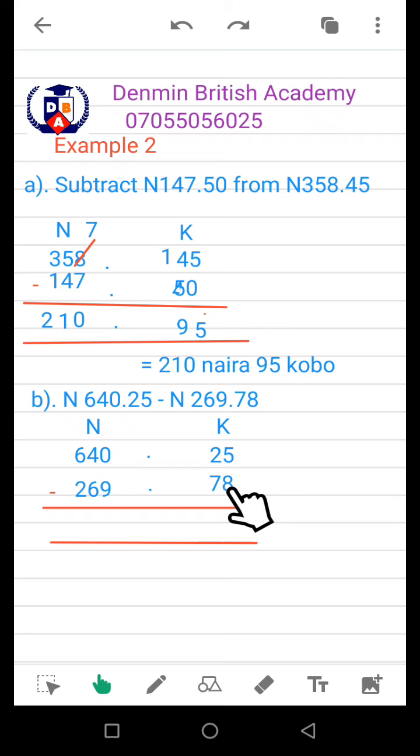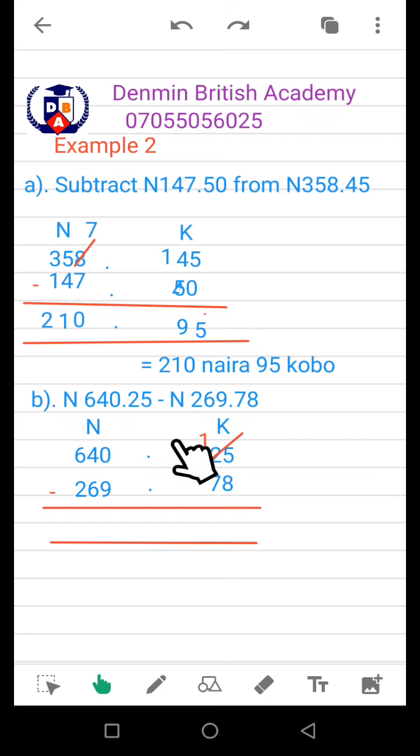Now, 5 minus 8, we can't do that because 8 is bigger than 5. So what are we going to do? What do you think we should do? Well, we have no choice than to borrow from 2. 2 is going to give us 1, and when you place the 1 in front of 5, you now have 15. Good. So 2 borrows us 1.